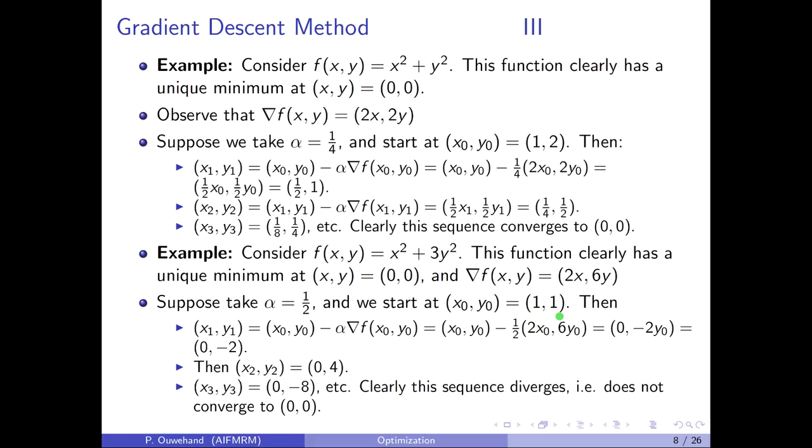Using the same method as above, we compute that (x1, y1) is equal to (0, -2). Then (x2, y2) is equal to (0, 4). (x3, y3) will be equal to (0, -8). (x4, y4) will be equal to (0, 16), etc. And clearly this sequence diverges, in other words, does not converge to (0, 0).